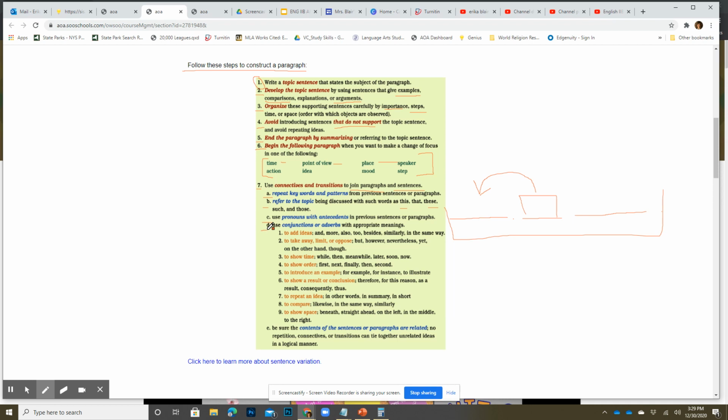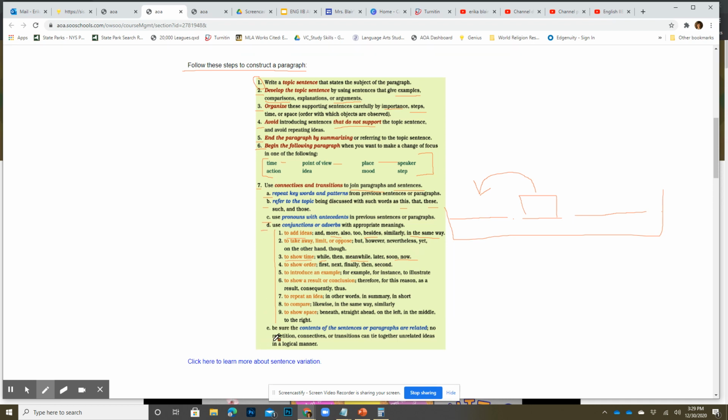Okay, you can also use conjunctions or adverbs with appropriate meanings. All of these are different conjunctions or different adverbs that mean different things, right? If you want to add ideas, use something like moreover or besides or in the same way. If you want to show time, you might say something like while or meanwhile or now, and so on and so forth.